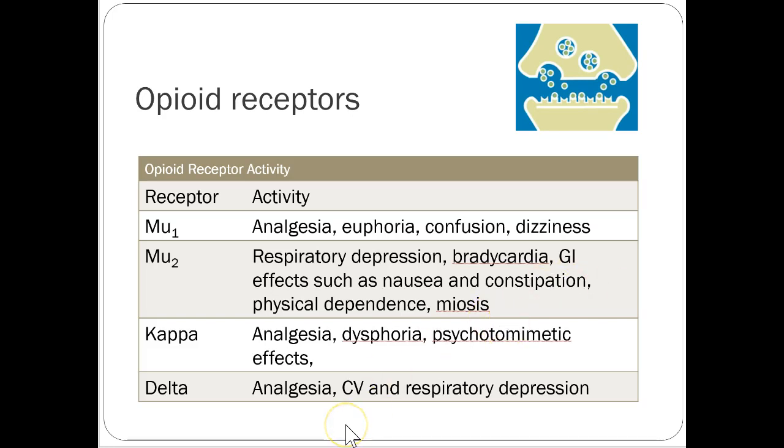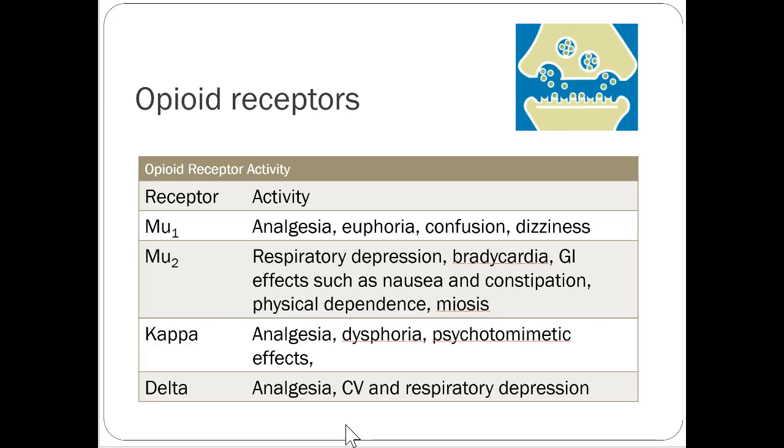Miosis is one that you'll see as a kind of hallmark presentation of pinpoint pupils with patients who have overdosed on opioids. That's very easy to look at. There's not a lot of other drugs that cause pinpoint pupils in an overdose situation, so it's sort of, yep, that's an opioid overdose. That guy did a bunch of heroin. That's why his pupils are pinpoint.